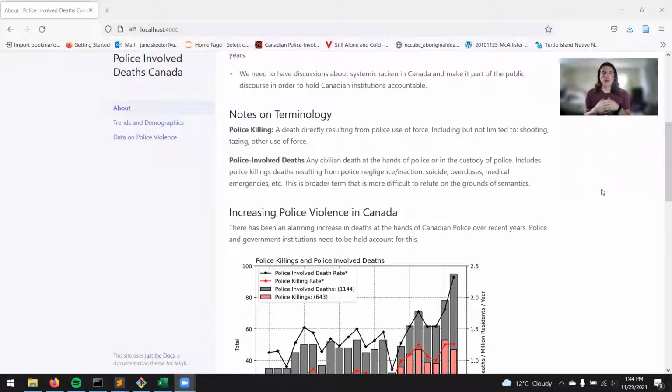Two things that this focuses on are police killings, which are any death resulting from an interaction with police, or any death resulting from police use of force. And then there's police involved deaths, which is a broader term, which is any civilian death at the hands of police, which includes police custody, police negligence, suicides, overdoses, medical emergencies, on top of police killings. And so this is a broader term that's more difficult to refute on the grounds of semantics. And oftentimes the police don't actually release the cause of death. They use obscurity and lack of information to try and hide the truth.